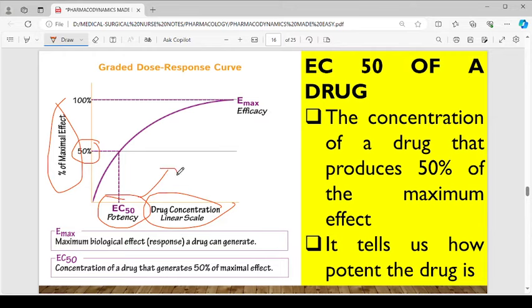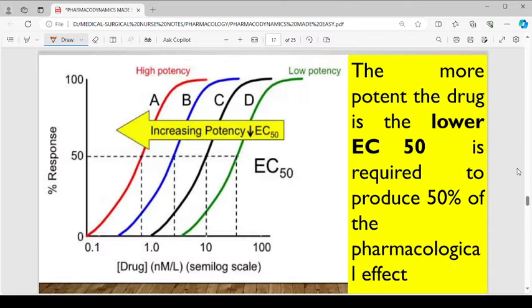This point tells us how potent the drug is, okay? If you want to know how potent the drug is, we look at this EC50. Remember, as you try to reduce the EC50, we say that the drug is more potent, all right? More potent for that case. So the more potent the drug is, the lower the EC50 is, right? That's what we really need to know for that case.